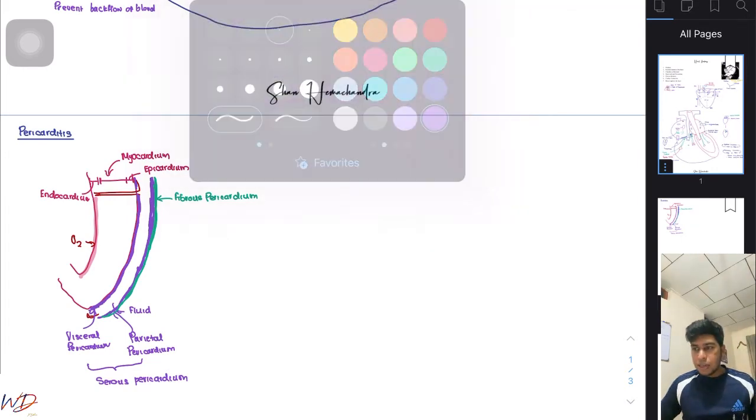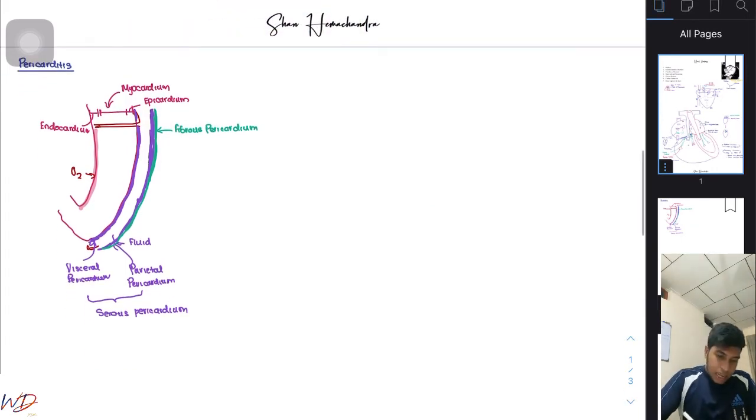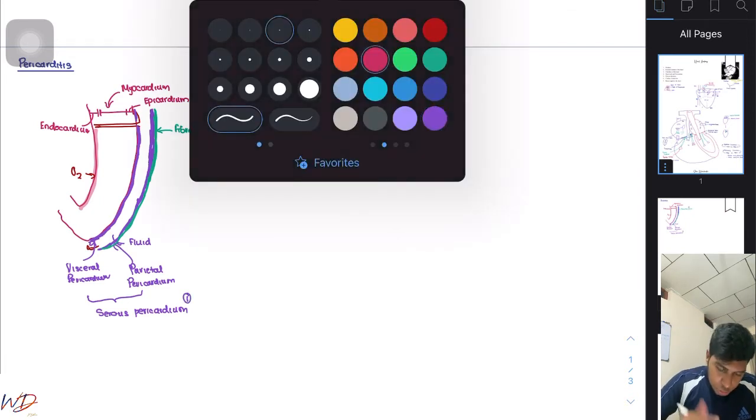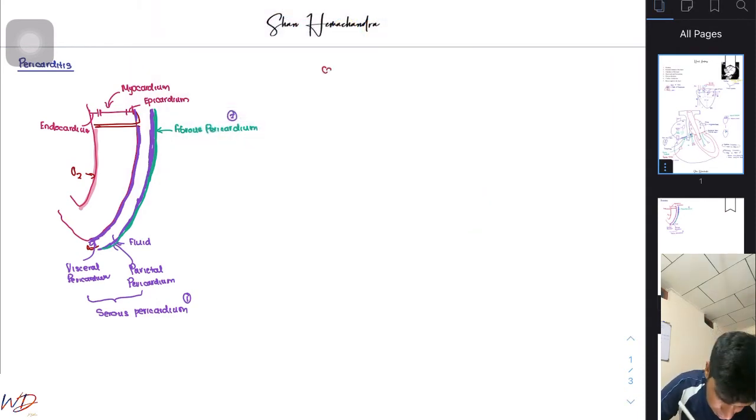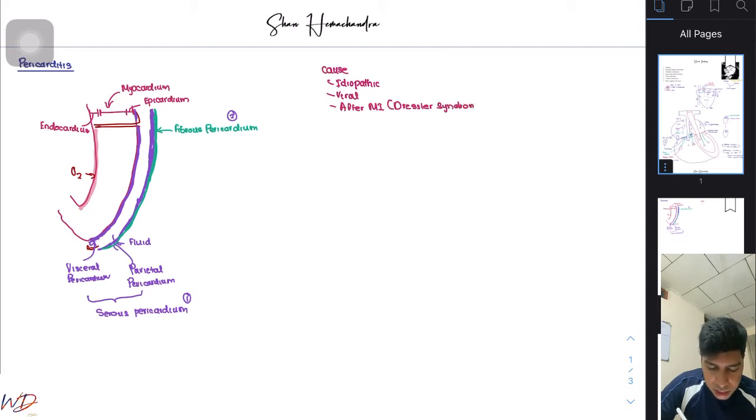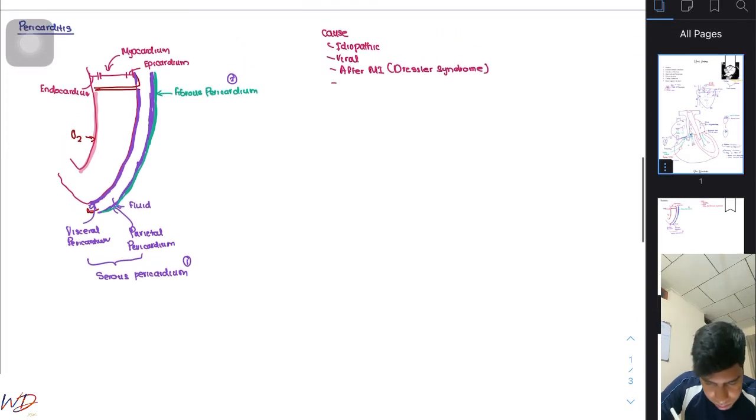Now, what happens in pericarditis? It is an inflammation of the pericardium. So we have two parts in the pericardium: the serous pericardium and the fibrous pericardium. There's going to be inflammation. Usually, the cause is unknown. There's a fancy word for unknown causes. It's called idiopathic. It could be viral. It could be after an MI. This is called Dressler syndrome. You don't need to know these names.